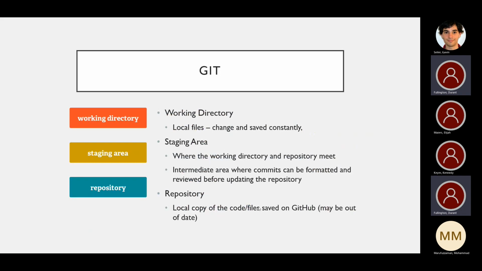The working directory is going to be any files that you're directly editing, saving over and over again. And so they can be changed constantly. They don't require you to upload them to the repository. So there's not really any history of what you're doing until you go to the staging area. This is the in-between area of the working directory and repository. This lets you choose specifically what files you're going to be sending to the repository. And then the repository is just a local copy of the code from GitHub.